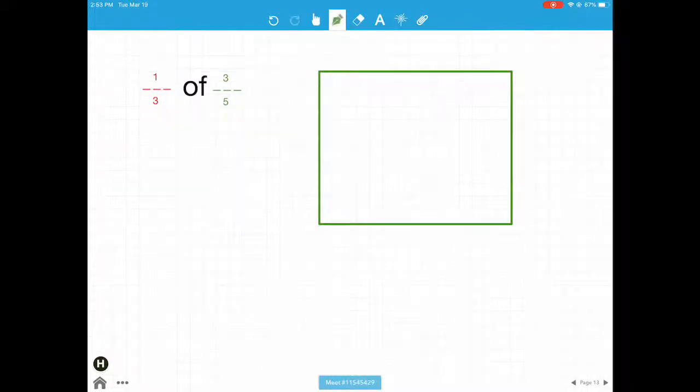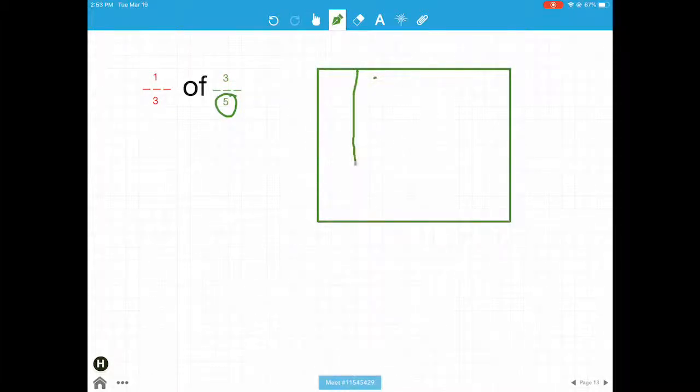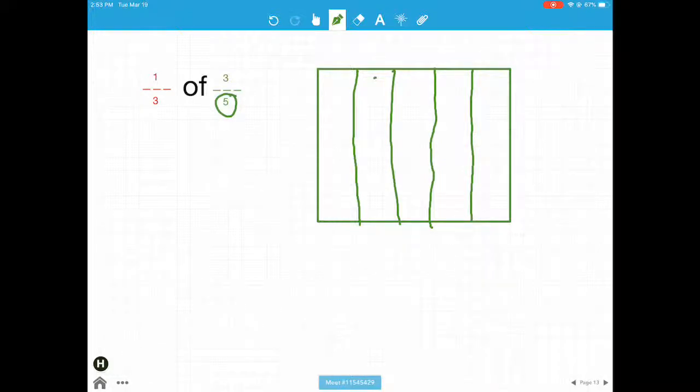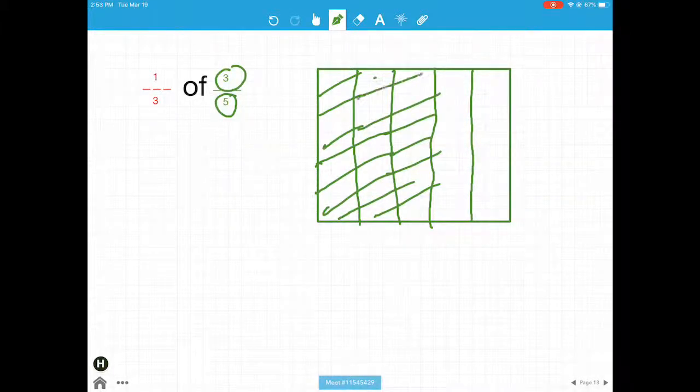These are the problems that I didn't give. So we're going to do fifths. All right, we're going to divide this into fifths. Let me check something real quick. All right. I'm going a little fast again. Okay, so now I'm going to shade in 3 of these. Oops, let's go all the way. So I get all 3. All right, everyone see that I shaded in 3.